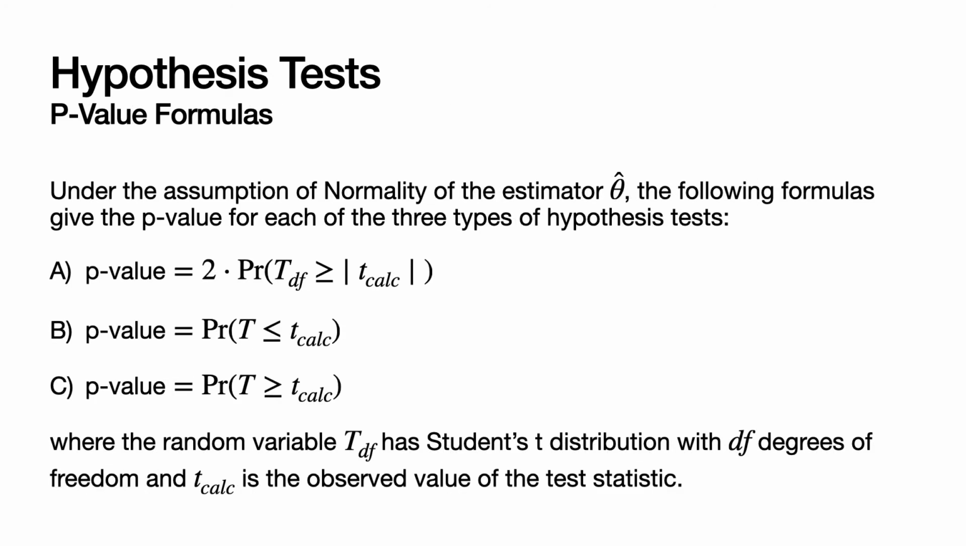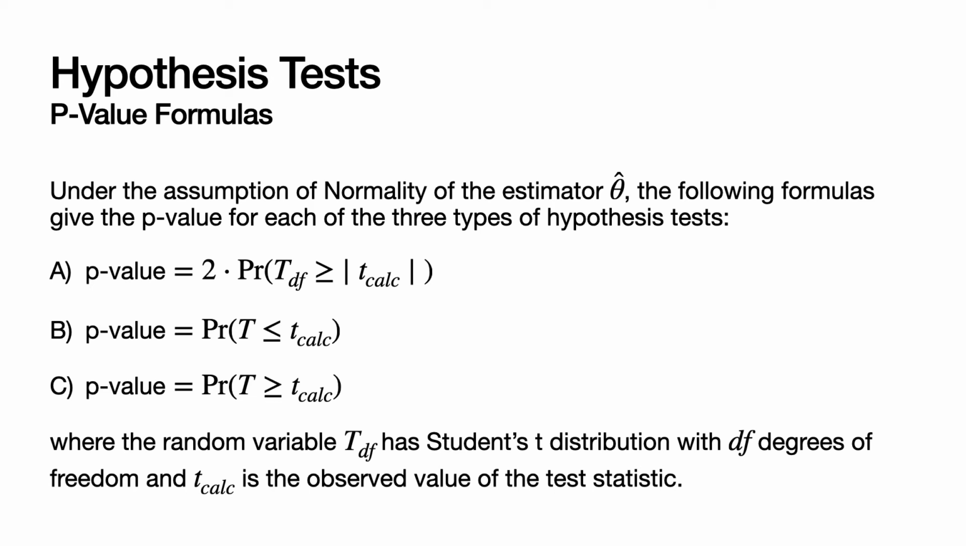Now again, under the assumption of normality of the estimator theta hat, the following formulas give the p-value for each of the three types of hypothesis tests. For the two-tailed test, the p-value is equal to 2 times the probability that a t-random variable with degrees of freedom equal to df is greater than or equal to the absolute value of t-calc, where again t-calc is the observed value of the test statistic.